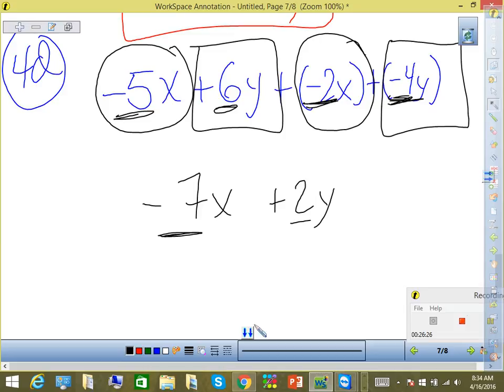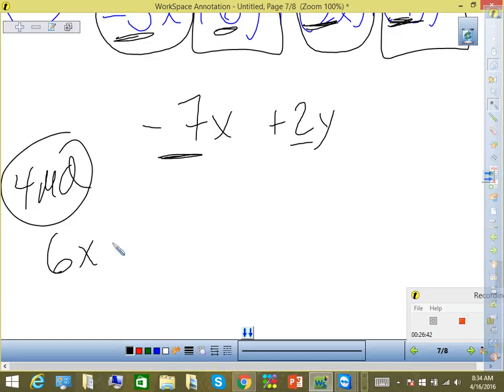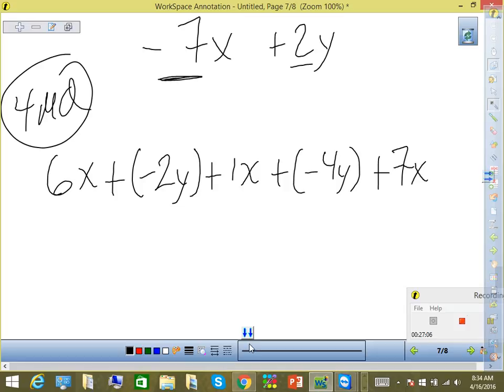Do one last one, and then we're going to go do a challenge one. Here we go. Example 4, mega Q. Here we go. 6x plus negative 2y plus 1x plus negative 4y plus 7x, and that's it. Go. Be nice.